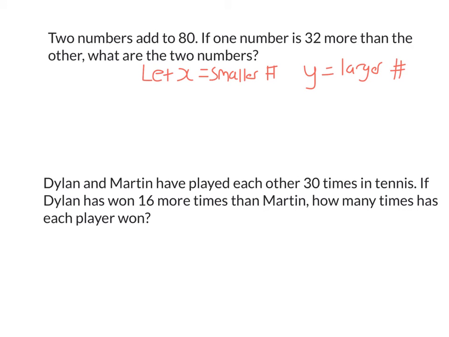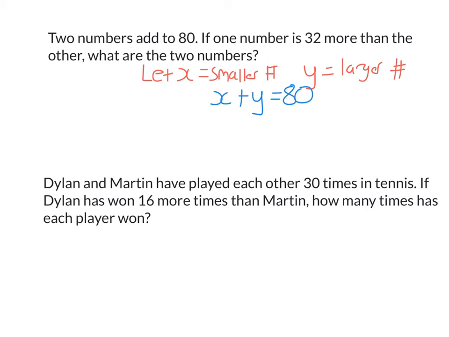So your next step is you want to write an equation. Now in simultaneous equations, we need two equations. So the first equation will come from the first bit of information. So two numbers add to 80. So I'm going to rewrite this bit of information using only x's and y's and mathematical symbols. So the smaller number plus the larger number, the two numbers added together gives 80. That's my first equation. So I need a second equation.